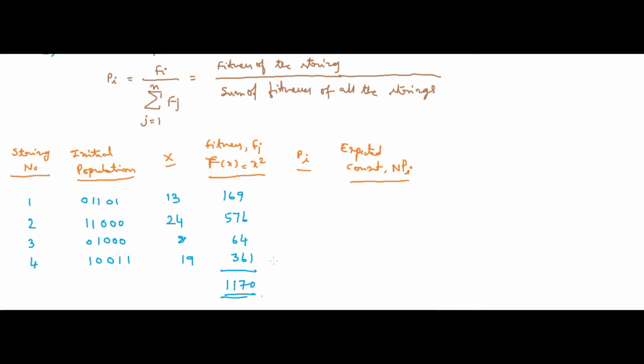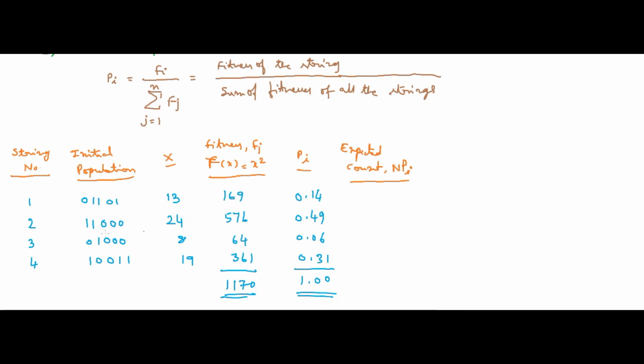That's all. Now tell me what is Pi. Pi means simply 169 divided by 1170. Its value is 0.14, and 576 divided by 1170 is 0.49. 64 divided by 1170 is 0.06. 361 divided by 1170 is 0.31. So the sum of all these is 1170 divided by 1170, so it will be 1. So the sum is simply 1.